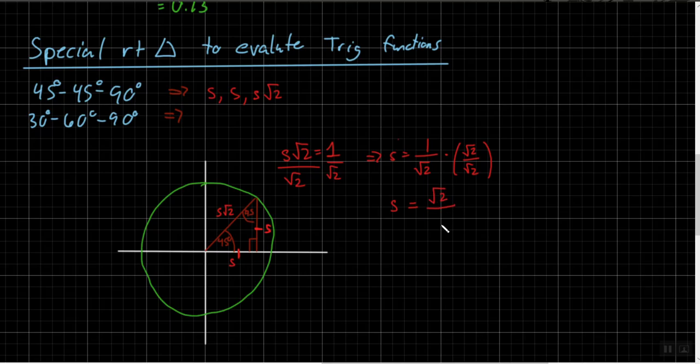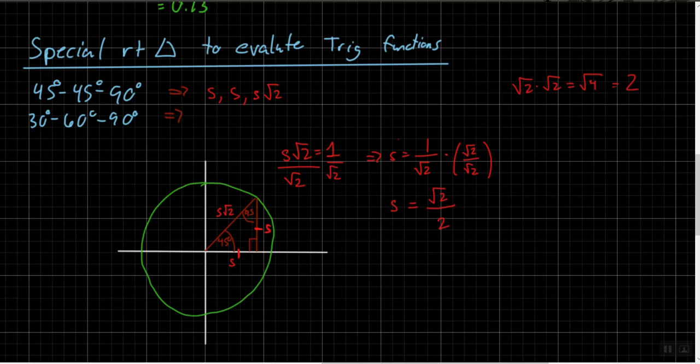What's in the bottom? It should just be 2, because the square root of 2 times square root of 2 is the same thing as square root of 4, because it's 2 times 2. What's the square root of 4? 2. Yep. So 2 is our denominator. So both sides of this triangle are square root of 2 over 2.